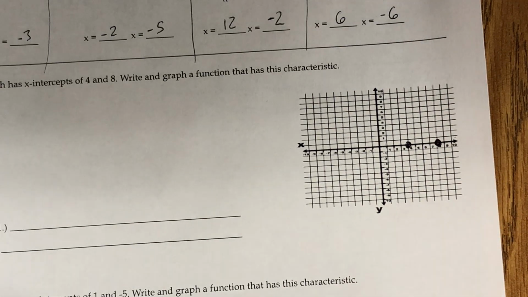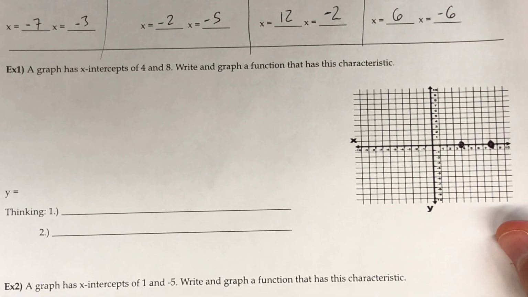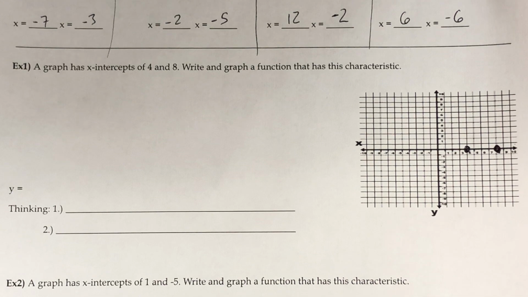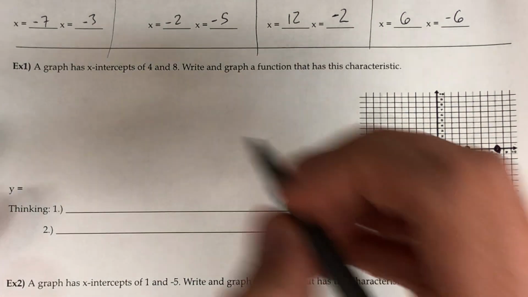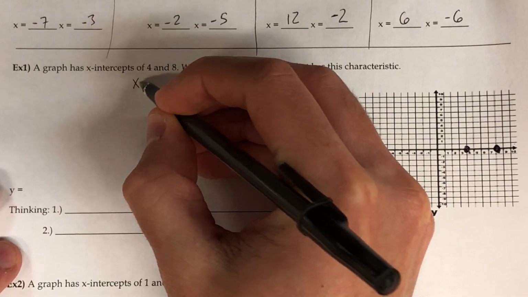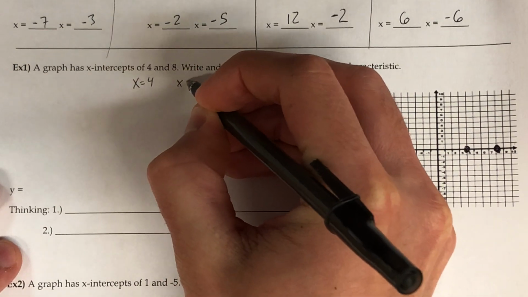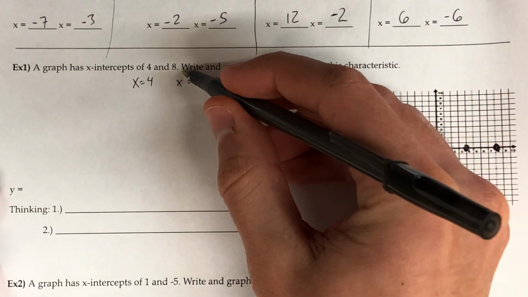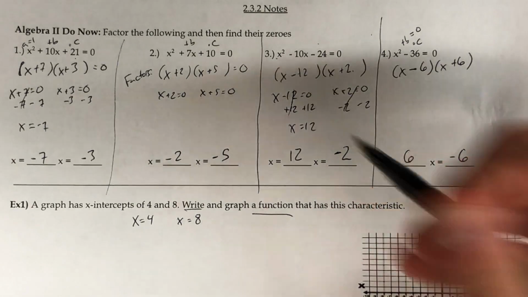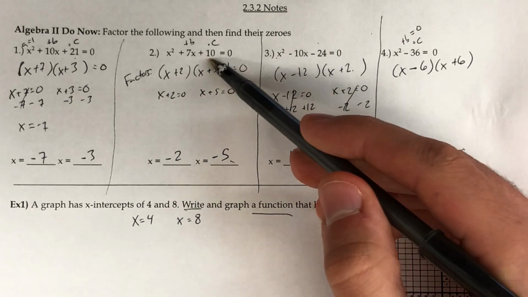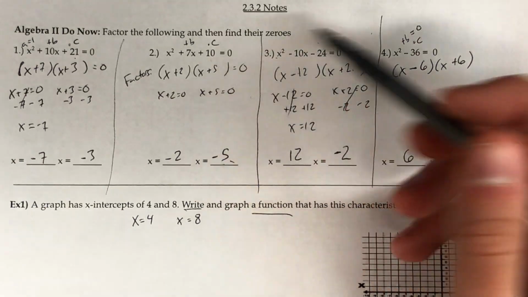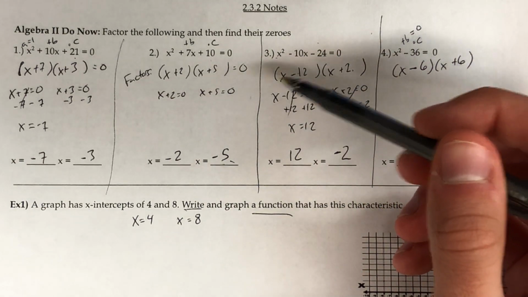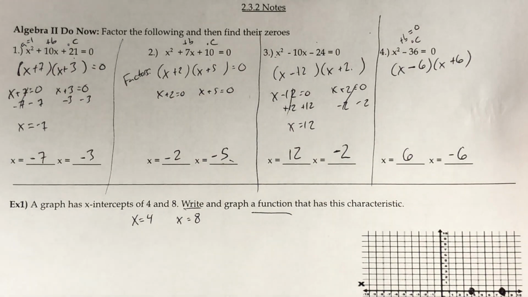Okay. So we want to figure out a quadratic function that has those. So let's think about what this means. If we have x-intercepts of 4 and 8, what we can do to determine our function, or to write a function, is work backwards from what we did up here. So we start with our x-intercepts and are given a function. So if we work backwards, then we should be able to write a function.